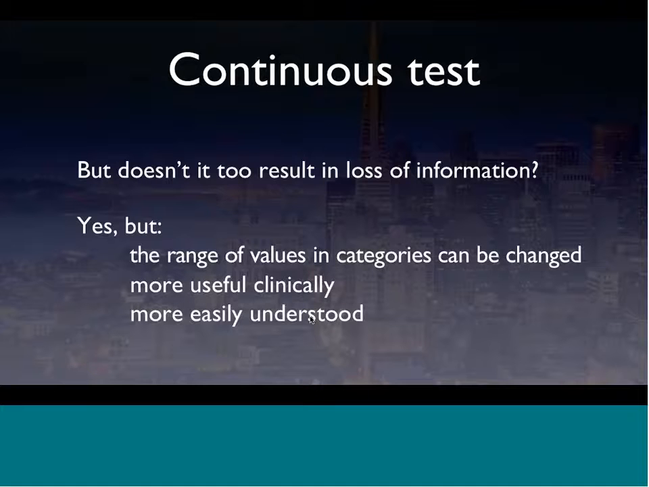And then you're going to jump out of your chair and say, well, but doesn't that too result in loss of information? And the answer is yes, it does. The reason we do that is that we are dealing with a range of values, and we can change it based on what is more useful clinically and what is more useful to be understood by clinicians and patients. When you have a very, very broad range of values, you sometimes don't know how to deal with the results. So creating the categories make it more easily manageable, and it may be more meaningful clinically as well.